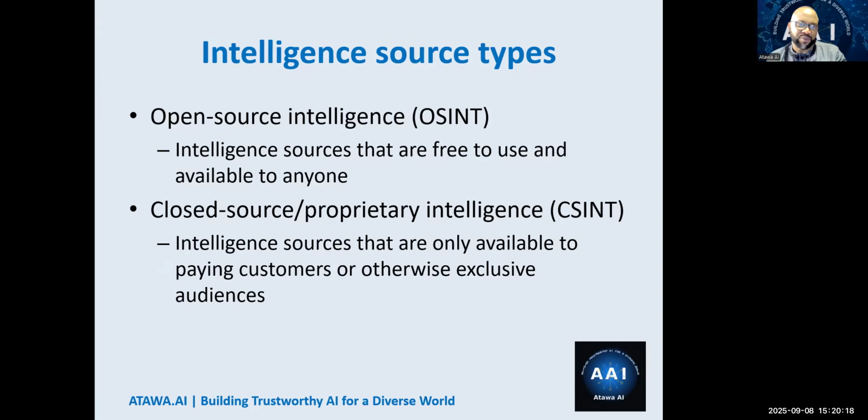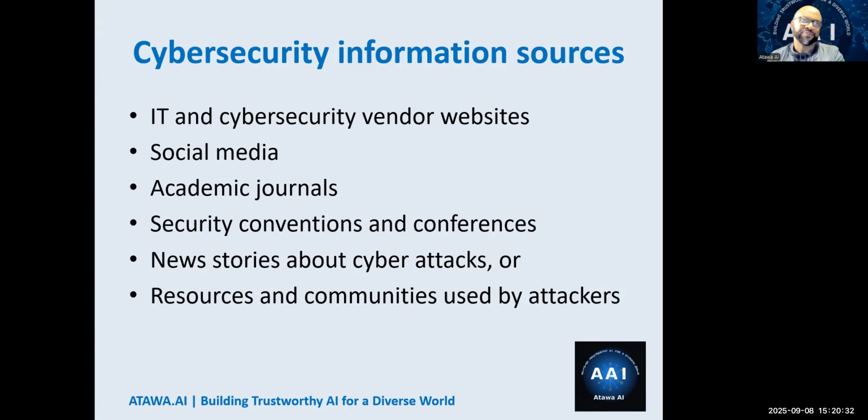Of course, the other source will be closed source, or proprietary intelligence, which is basically you have to pay to get it, right? It's an exclusive thing, but you can get so much from OSINT, and then what you cannot get from OSINT, you can get from CSINT, right? So just know that there are so many ways to get information.